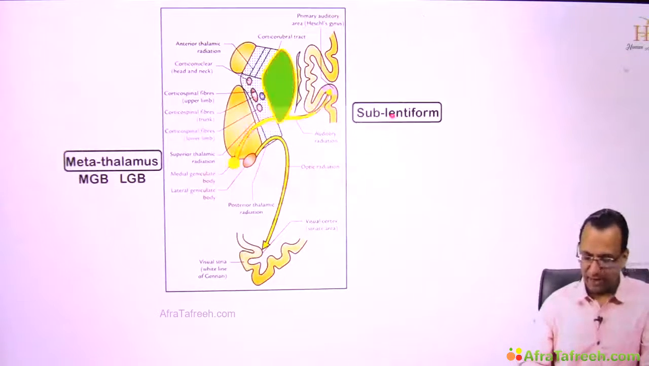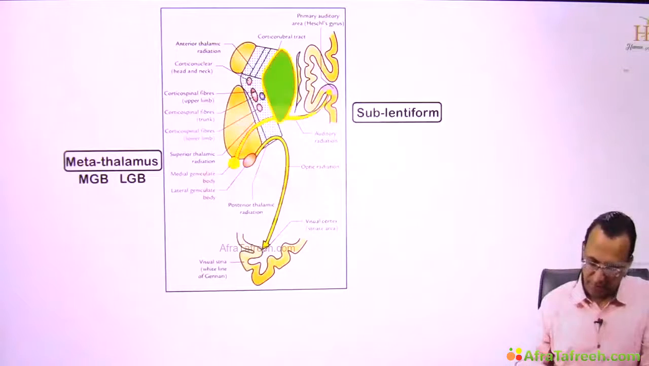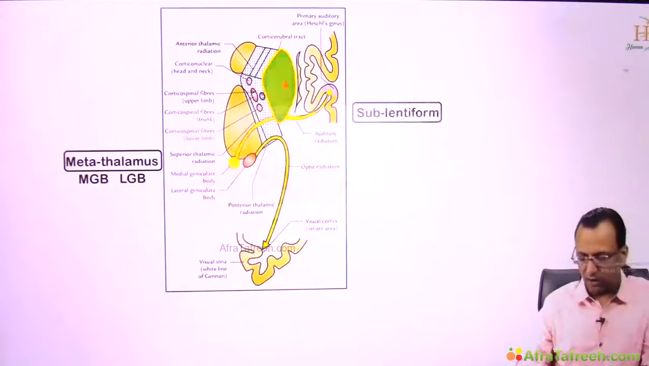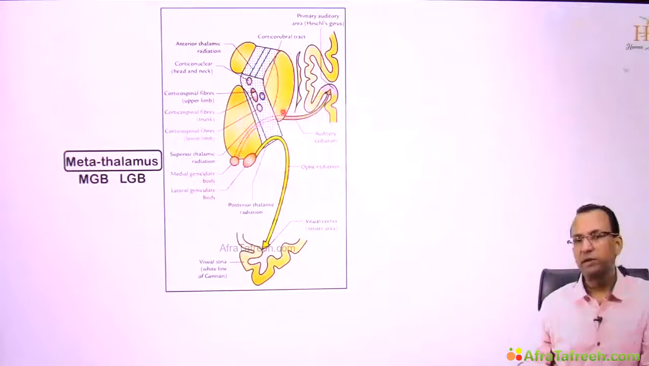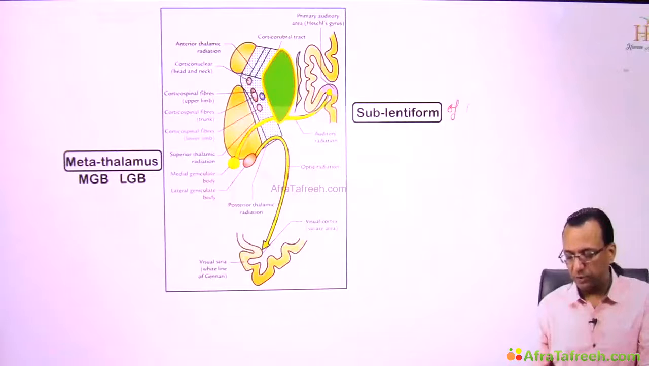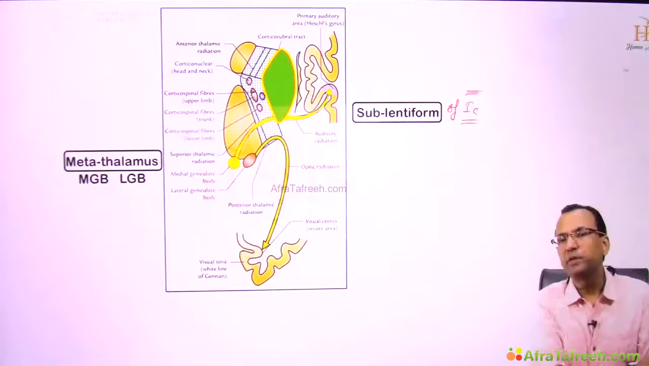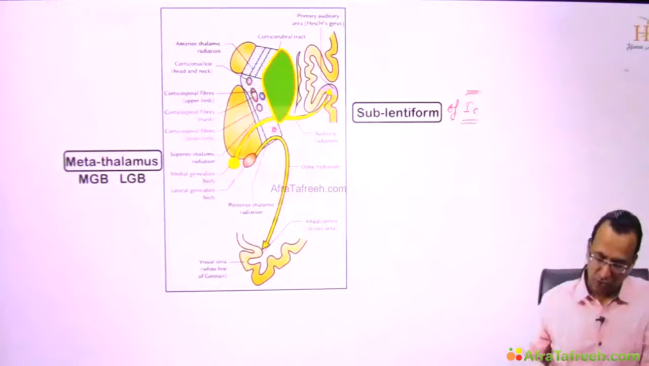And which part of internal capsule are you using? This is called the sublentiform fibers of internal capsule. Why would you say sublentiform? Because they are passing under the lentiform nucleus. So these fibers are passing under the lentiform nucleus. That is why sublentiform fibers. Yes, sublentiform fibers of internal capsule come in the auditory pathway. It is the posterior part of internal capsule. So they are using the posterior part of internal capsule.